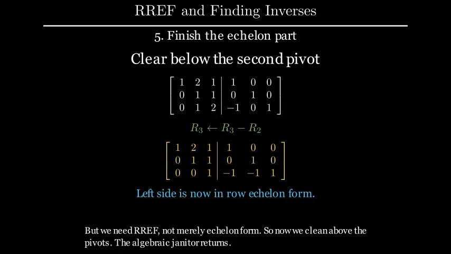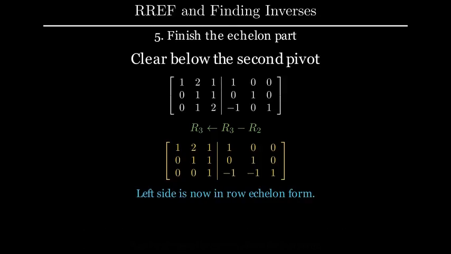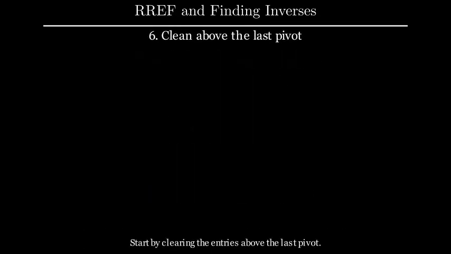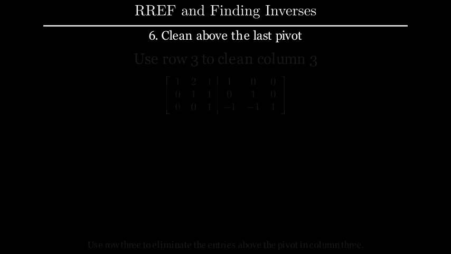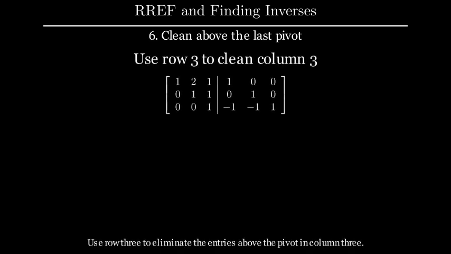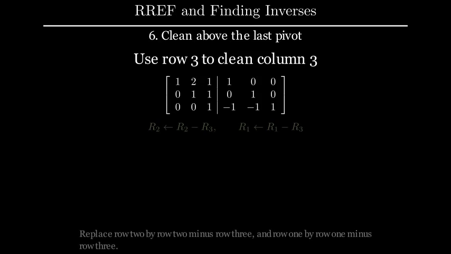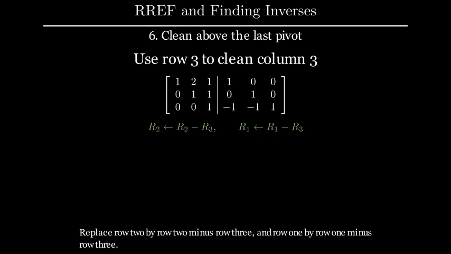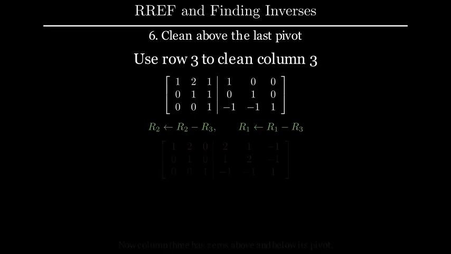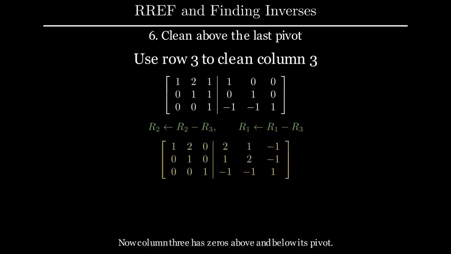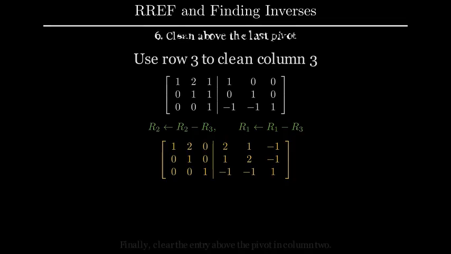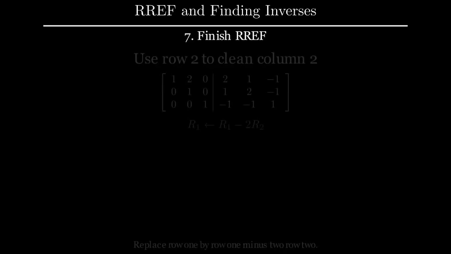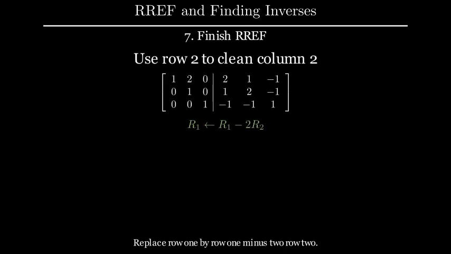The algebraic janitor returns. Start by clearing the entries above the last pivot. Use row 3 to eliminate the entries above the pivot in column 3. Replace row 2 by row 2 minus row 3, and row 1 by row 1 minus row 3. Now column 3 has zeros above and below its pivot. Finally, clear the entry above the pivot in column 2. Replace row 1 by row 1 minus 2 row 2.